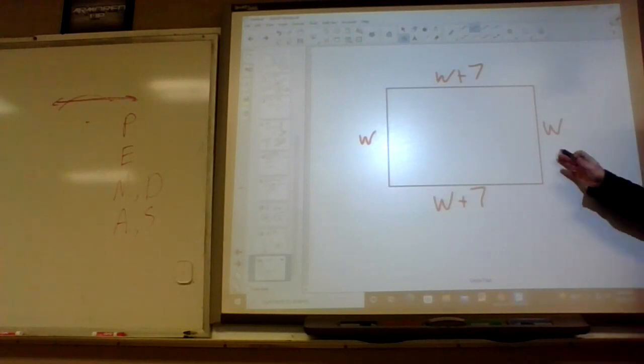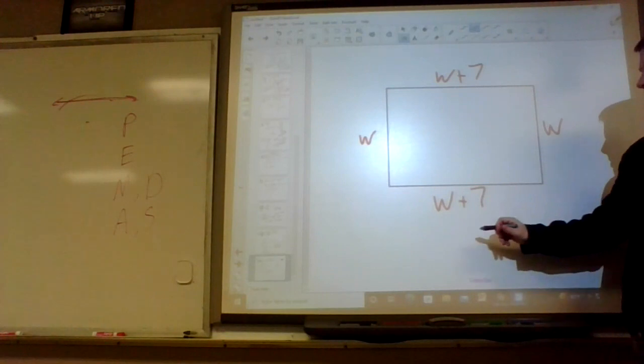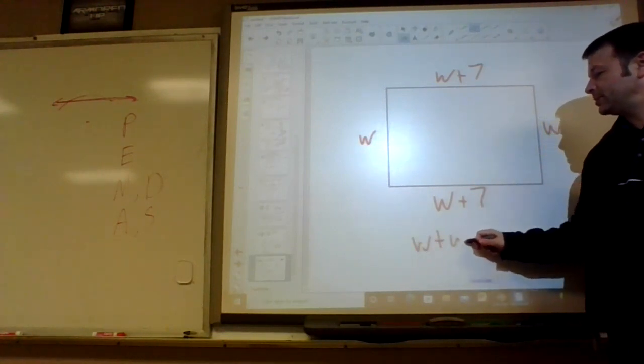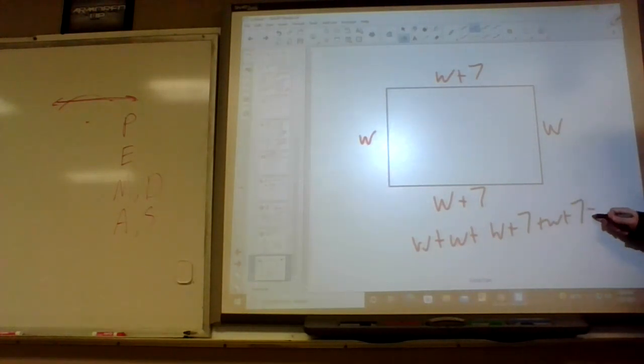Okay, all the fence together, all four of the sides, is supposed to make up 46. So it's W plus W plus W plus 7 plus W plus 7 equals 46.